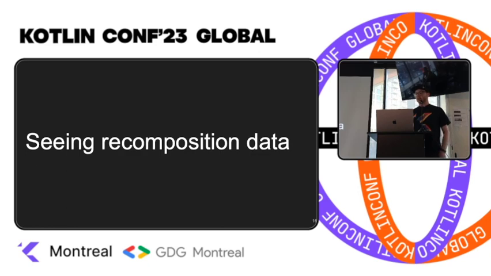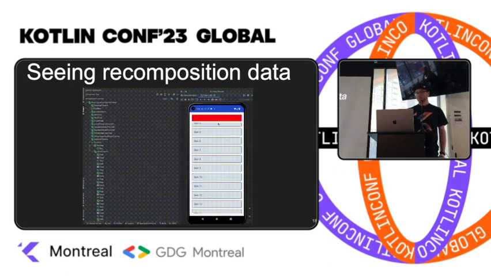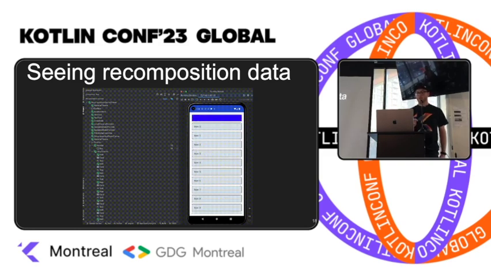So how do we see recomposition data in our app? Starting in Android Studio Electric Eel, in your layout inspector, you can actually see the recompositions as you navigate on your app. First of all, you have to click on the little eye icon, shown by the blue arrow, and then make sure that the show recomposition counts is checked. When that's done, you can just navigate through your app and you will see numbers appear if there's recomposition.